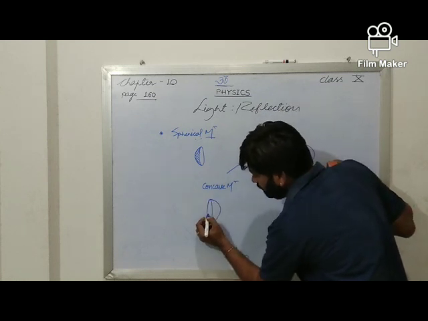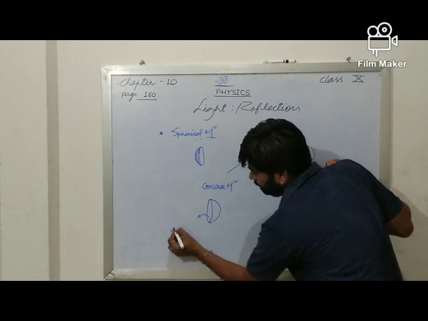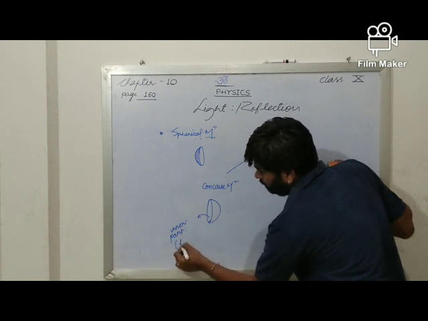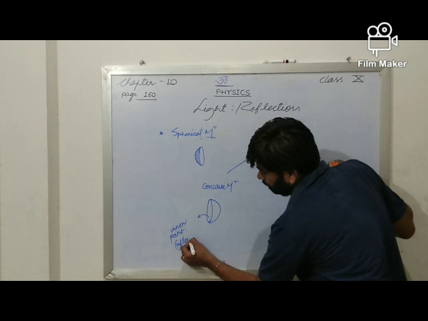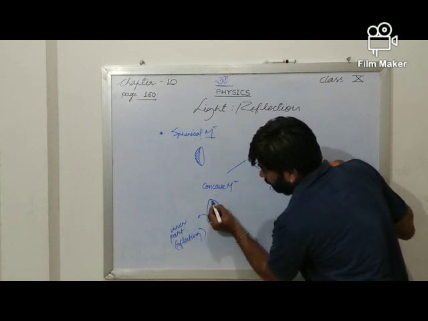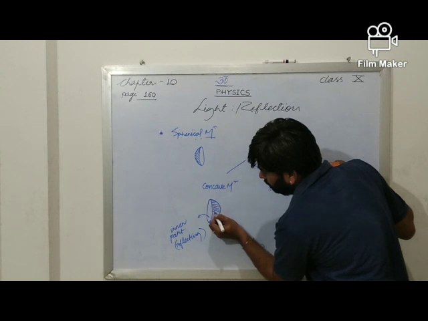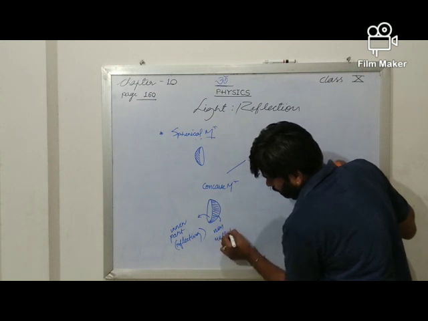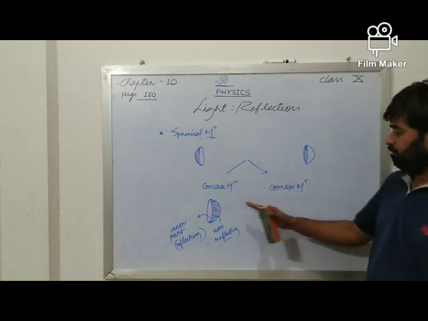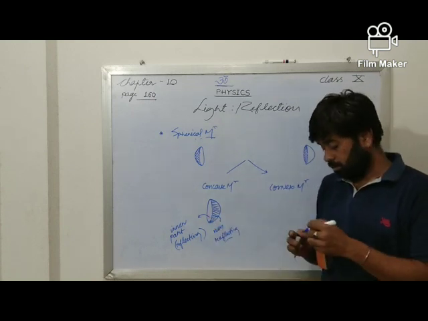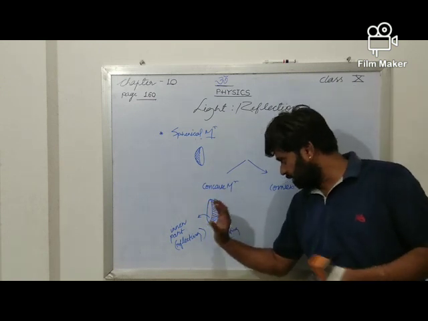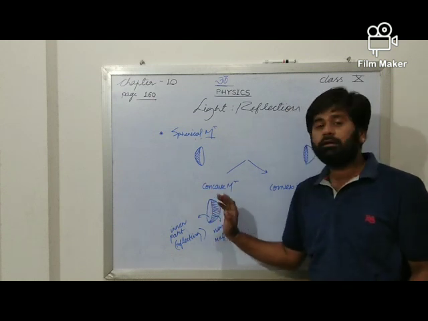When the inner part will be reflecting, and the outer part will be silvered or covered, meaning non-reflecting, then such type of mirror will be a concave mirror. Concave. Cave, it is like this. Cave. Okay, so this will be the concave mirror.